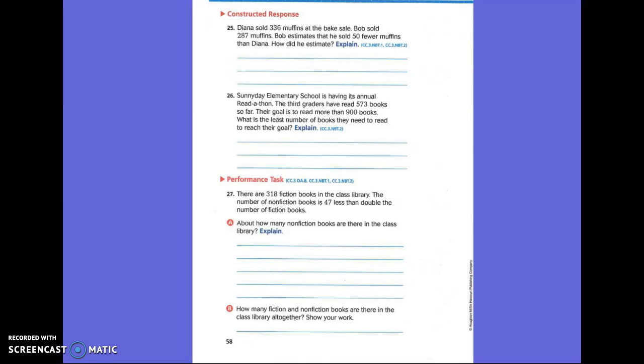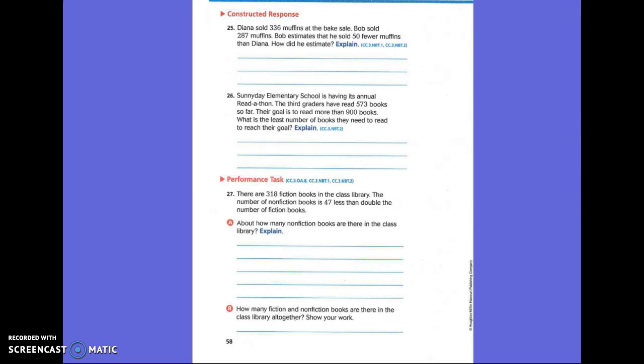Diana sold 336 muffins at the bake sale. Bob sold 287 muffins. Bob estimated that he sold 50 fewer muffins than Diane. How did he estimate? Explain.